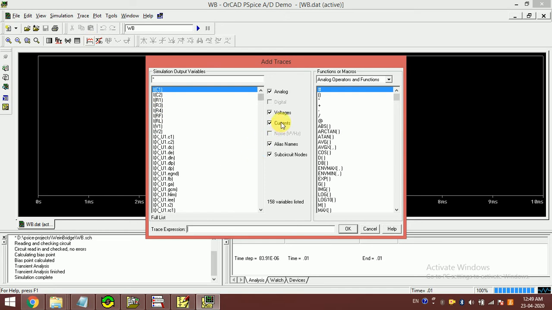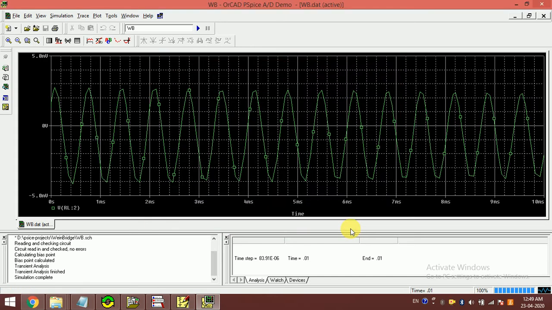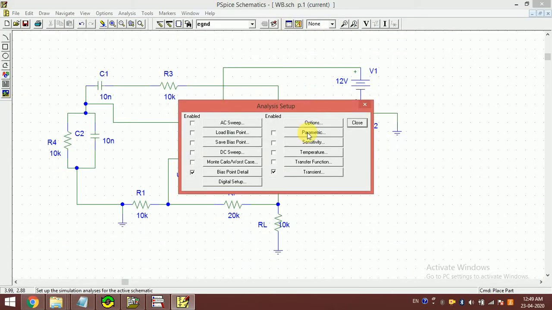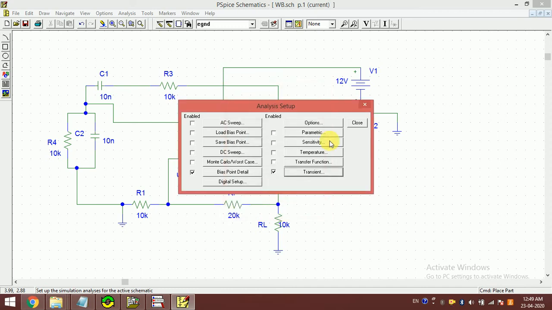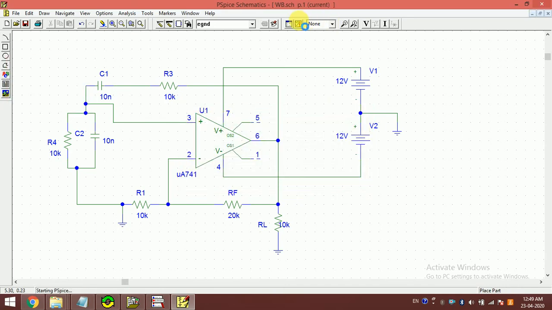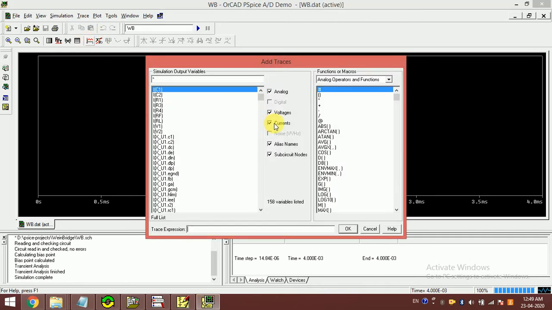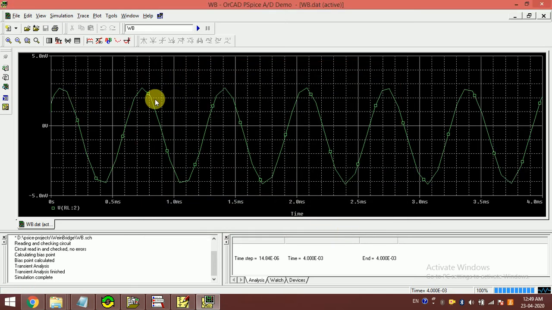Yes, I want to see the voltage VRL is to 2. Okay, so now it looks good, right? Let me see the time period. Let me just make it 4 milliseconds, just to make it easier to compute. So if I make it 4 milliseconds, there should be around 6 cycles. Okay, so 1, 2, 3, 4, 5, 6 cycles.